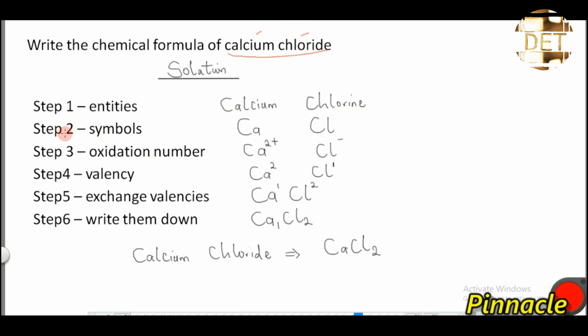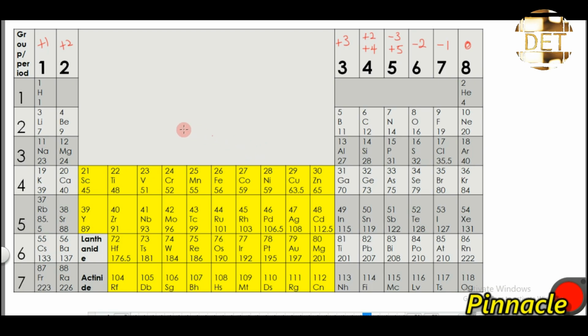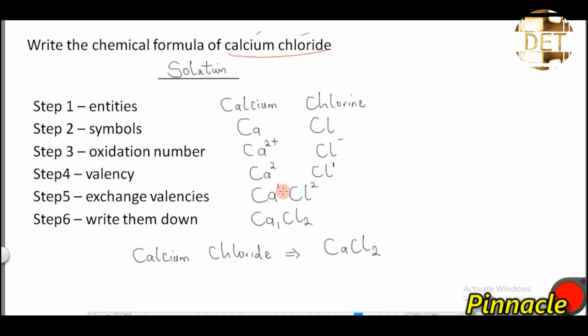The next step is to write out the symbol. What is the symbol of calcium? Calcium is Ca, the symbol of chlorine is Cl. Then the next step is to write out the oxidation number. Calcium belongs to group 2. It's a group 2 element, and so the oxidation number is +2.